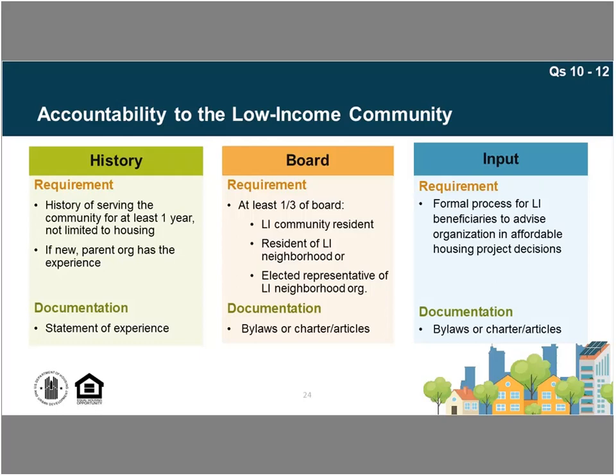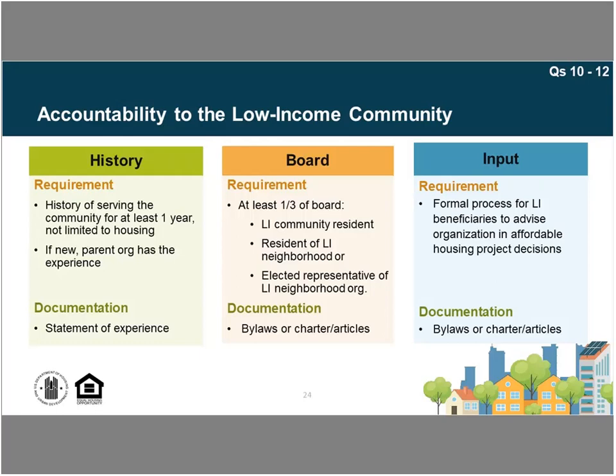Others who may not qualify on that basis would have to show that they have an income that makes them low income, below 80% of area median income, or they would have to be an elected representative of a low-income neighborhood organization, representing that organization on the CHDO board. And again, there should be a limitation or requirement for at least 1/3 of the board to be low income under the bylaws or the charter or articles of incorporation that establish the CHDO. And a lot of nonprofits have to amend their bylaws in order to meet this requirement when they become CHDOs.